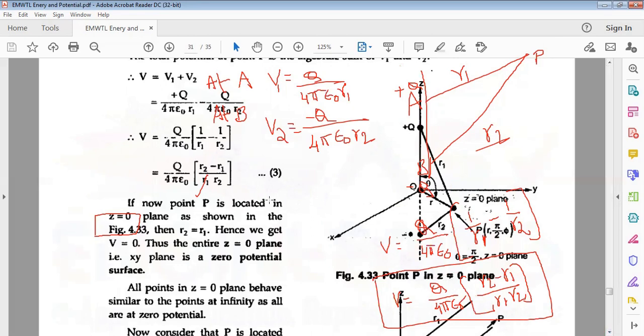Now the point P is located in the Z is equal to 0 plane, as shown in the figure. Then R2 is equal to R1, and we get V is equal to 0. Thus the entire Z is equal to 0 plane, that is the XY plane, is a zero potential surface.